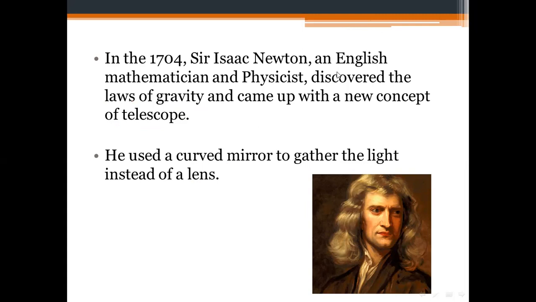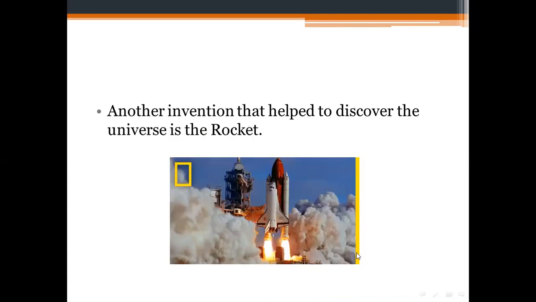After Isaac Newton, how did people discover the universe? Now they have more technology, and they discovered after Isaac Newton that we can not only just see the sky and see the stars, we can actually go to them. How? By inventing rockets. Another invention that helped to discover the universe is the rocket. The rocket here means that this is a new era of knowledge and discoveries.